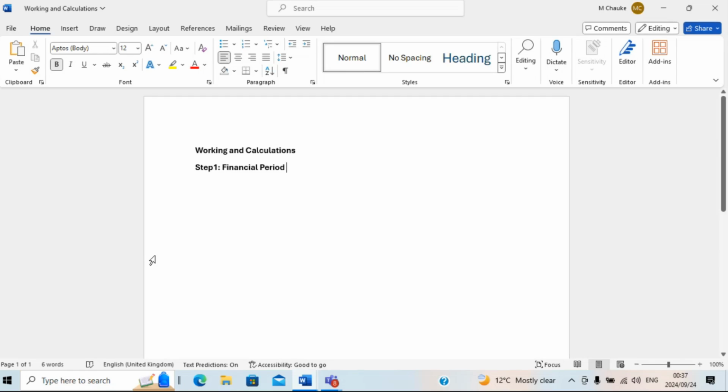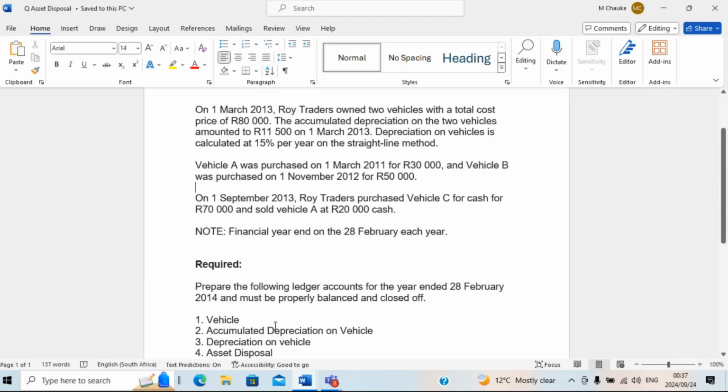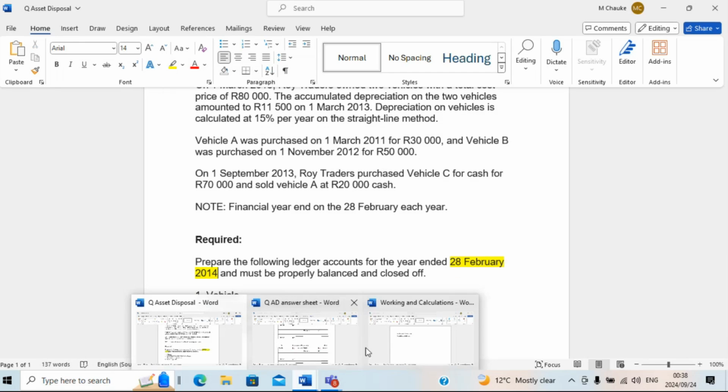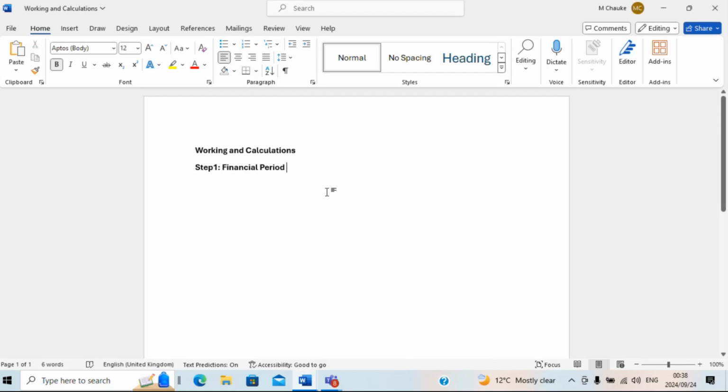So when we check on our required part there, they say we have to prepare the ledger accounts for the year ended 28 February, right? This is our year end date, or the last day of our financial period, right? Therefore, we're gonna say our year ended 28 February 2014. And then when did we start?